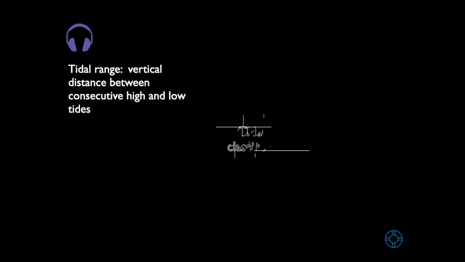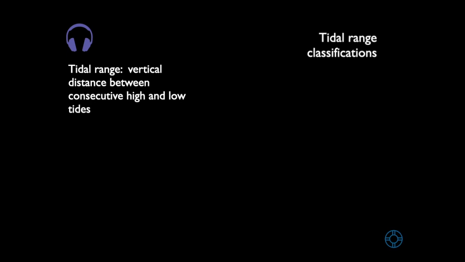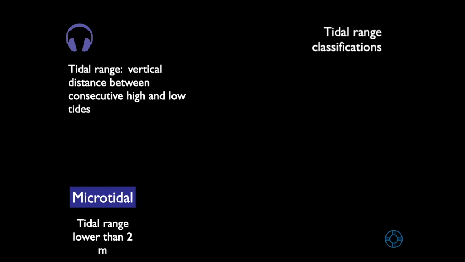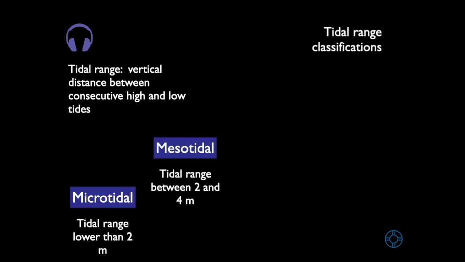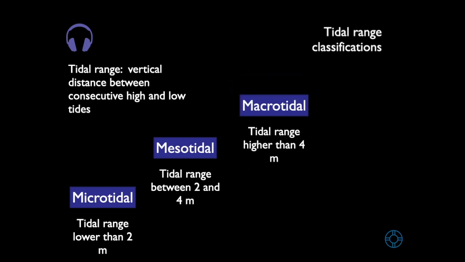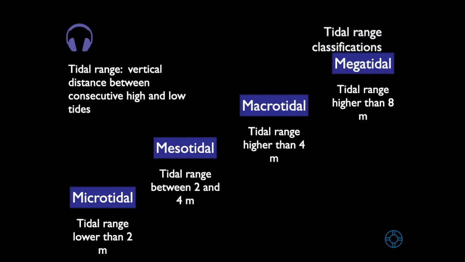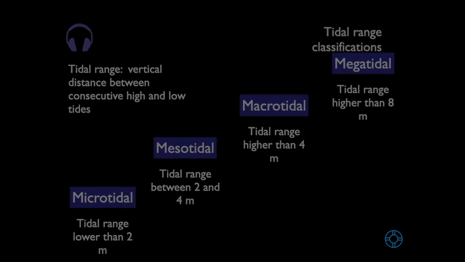As the tidal range is the vertical distance between consecutive high and low tides, there's some tidal range classification that is important. First, the microtidal environment is where tidal range is lower than 2 meters. The mesotidal, the tidal range between 2 and 4 meters. The macrotidal, the tidal range is higher than 4 meters. And finally, the megatidal are environments where tidal range is higher than 8 meters.